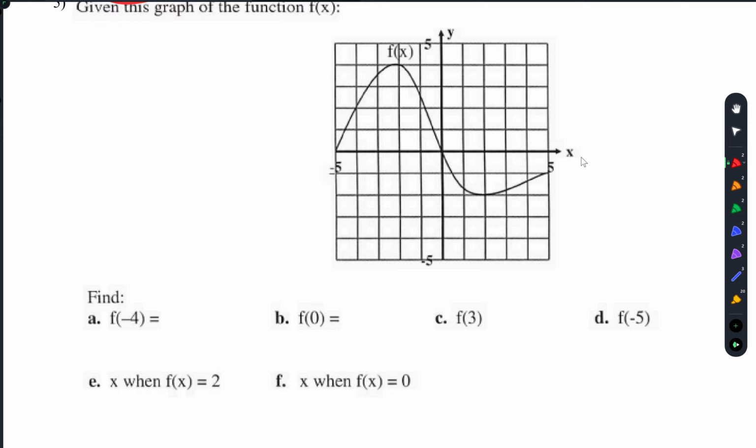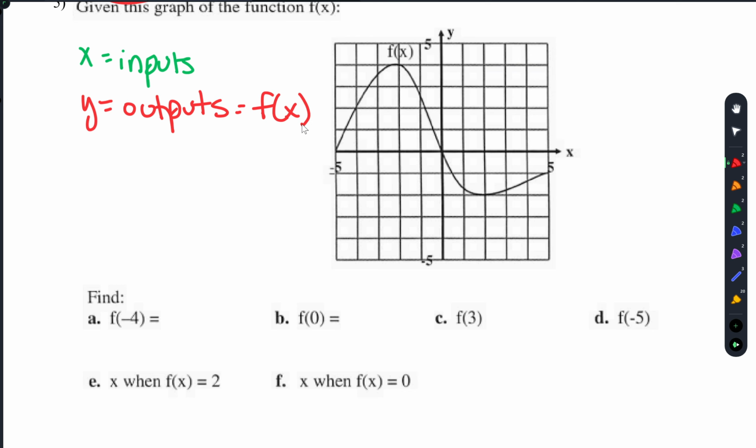We're going to do the same thing with a graph. So again, my x values are my inputs. My y values are my outputs. We don't have y's in these functions. We have f of x's. So when you see an f of x, we're thinking y. In letter A, I have f of -4. -4 is in that parenthesis. That's telling me that that's the x value. So my answer needs to be a number on the y-axis.